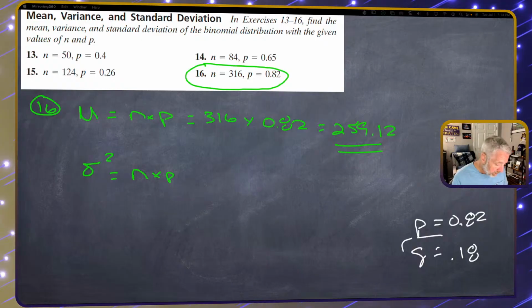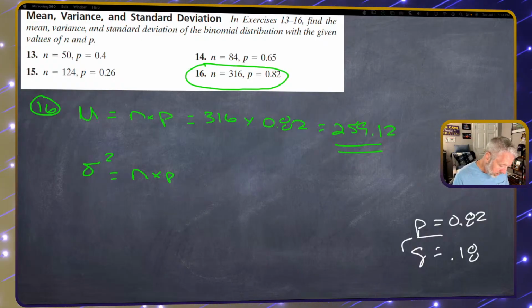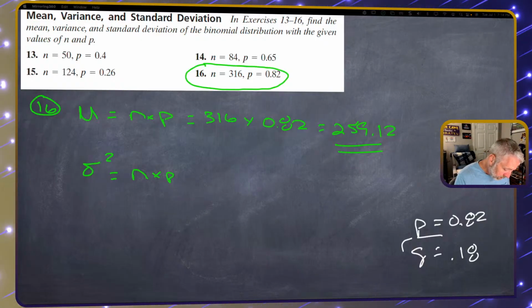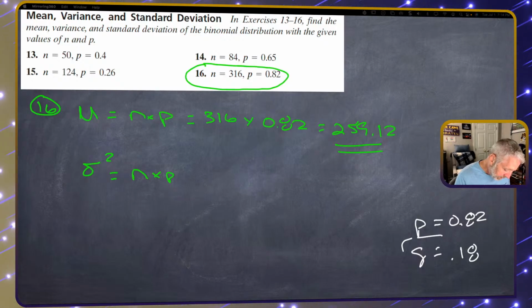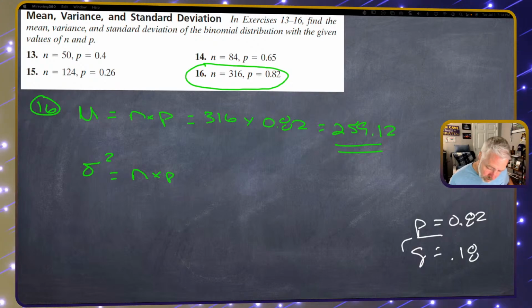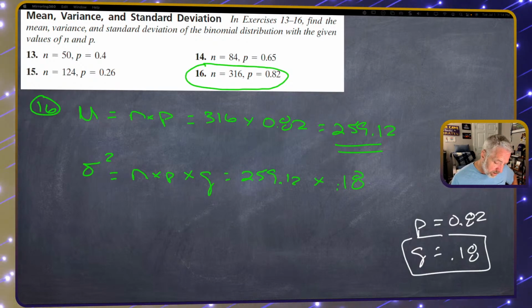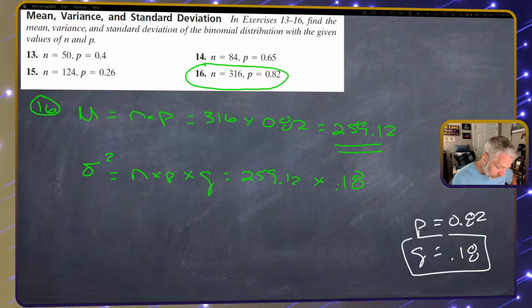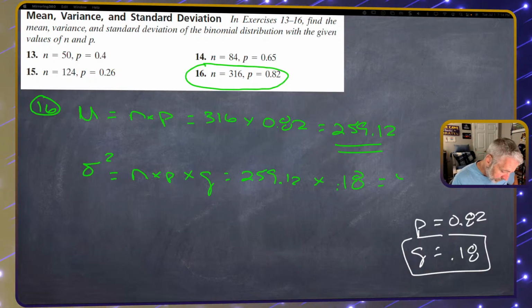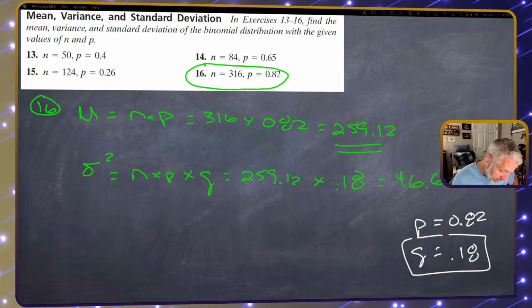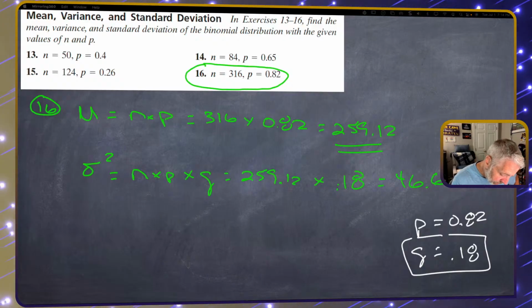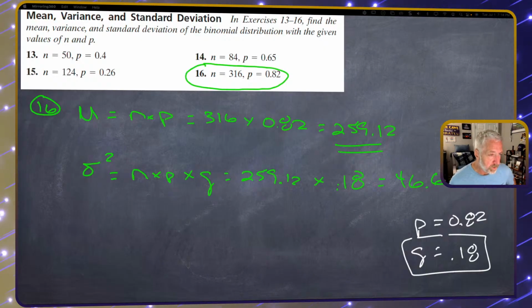And now I go back to green, so n times p times q is going to be 259.12 times 0.18. So I just put it in my calculator. I got out to 3 decimal places, 46.642, not 3. 46.642.